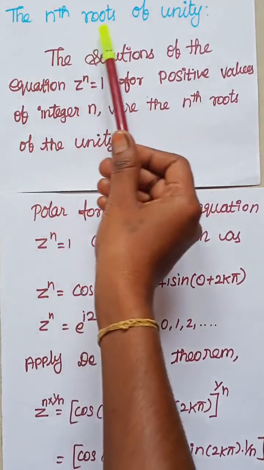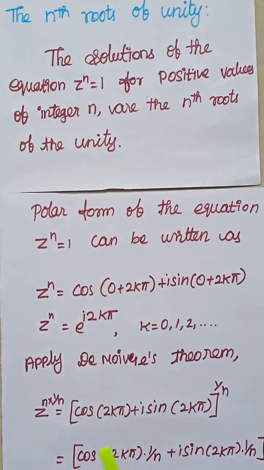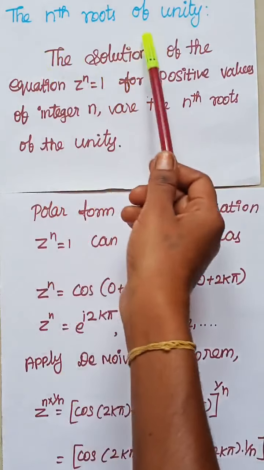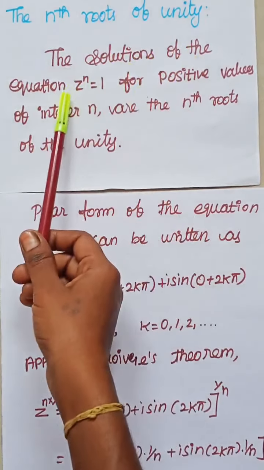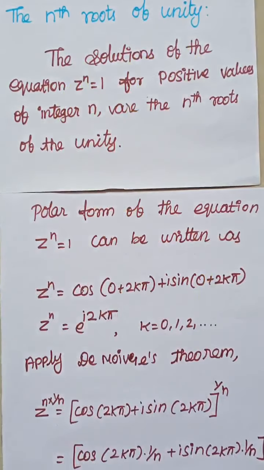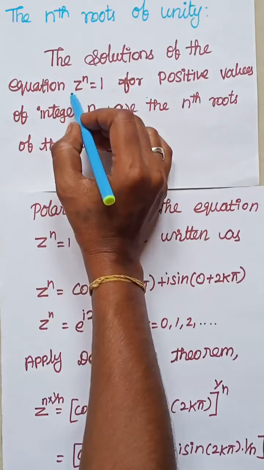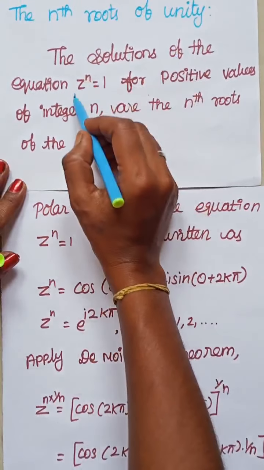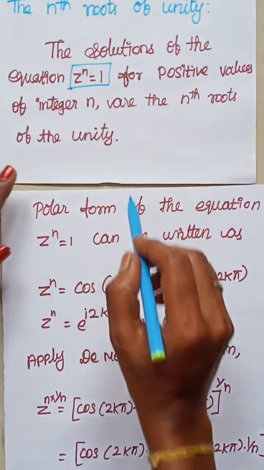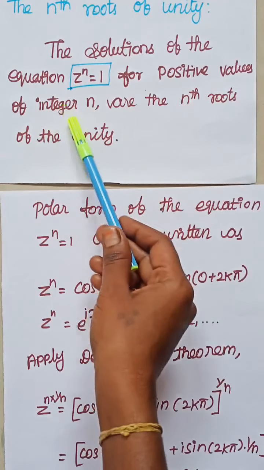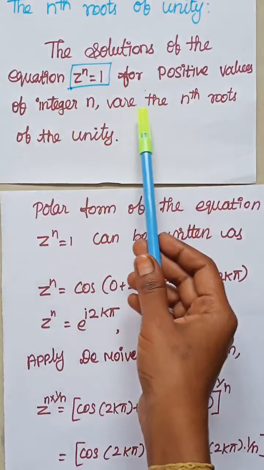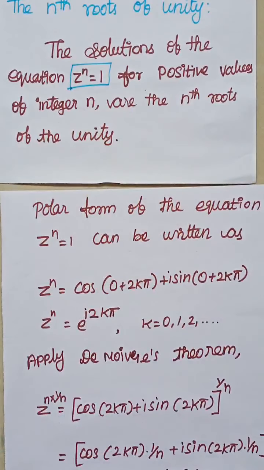Next, see the nth root of unity. The solutions of the equation z power n equal to 1, for positive values of integer n, are the nth roots of unity.